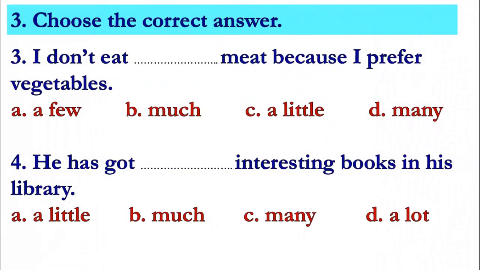Excellent. Number 3, I don't eat meat. We have the word meat here, so we have to choose between much or a little here. Look at the word here. Meat is uncountable and the sentence is negative. So it's going to be what here? Excellent. It's going to be much because the sentence is negative. Number 4. He has got interesting books in his library. Here we have books and the sentence is affirmative. It's going to be, excellent, many interesting books in his library.